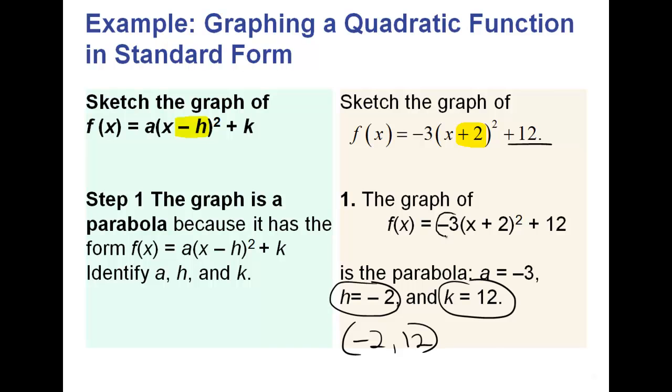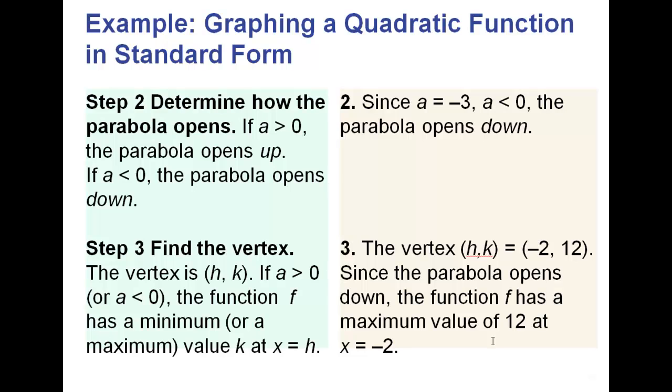The a of -3 tells us that it's going to open down. And now all you have to do is start at (-2, 12). You know it's symmetrical. And then to determine how wide or narrow it looks, you can just plug in a point. Plug in an x, solve for y, and then make sure it goes through that point, knowing that it's going to be symmetrical to the other side. So we've determined that our parabola opens down because a equals -3, and we've found our vertex.